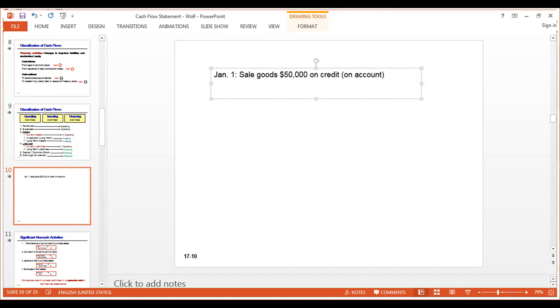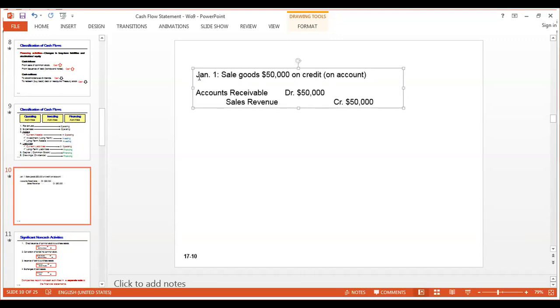So what is the journal? Journal is accounts receivable debit $50,000. And you have to record sales revenue credit $50,000. Very good. Right? This happened on January 1st.